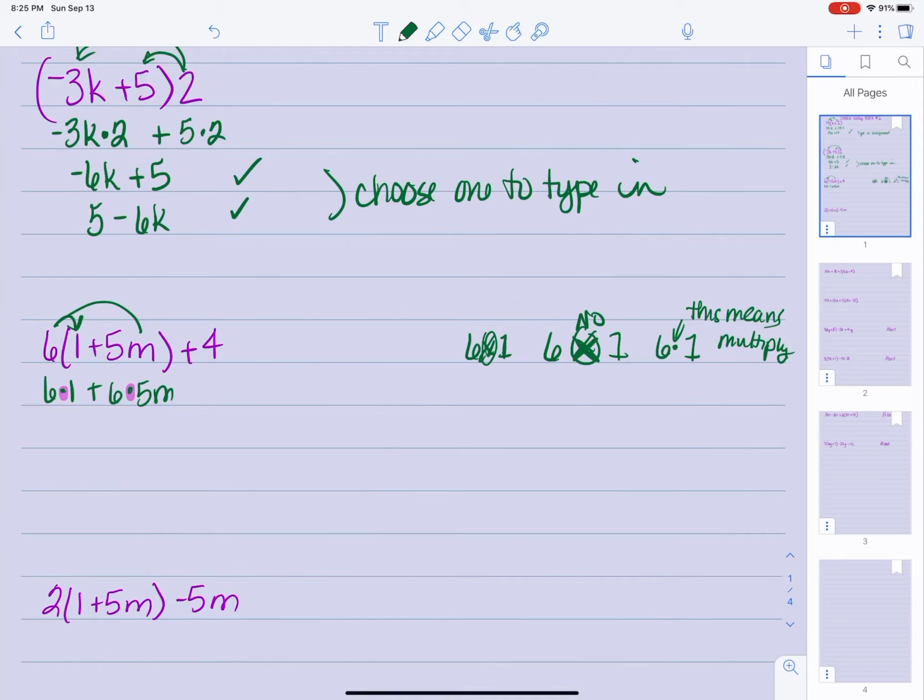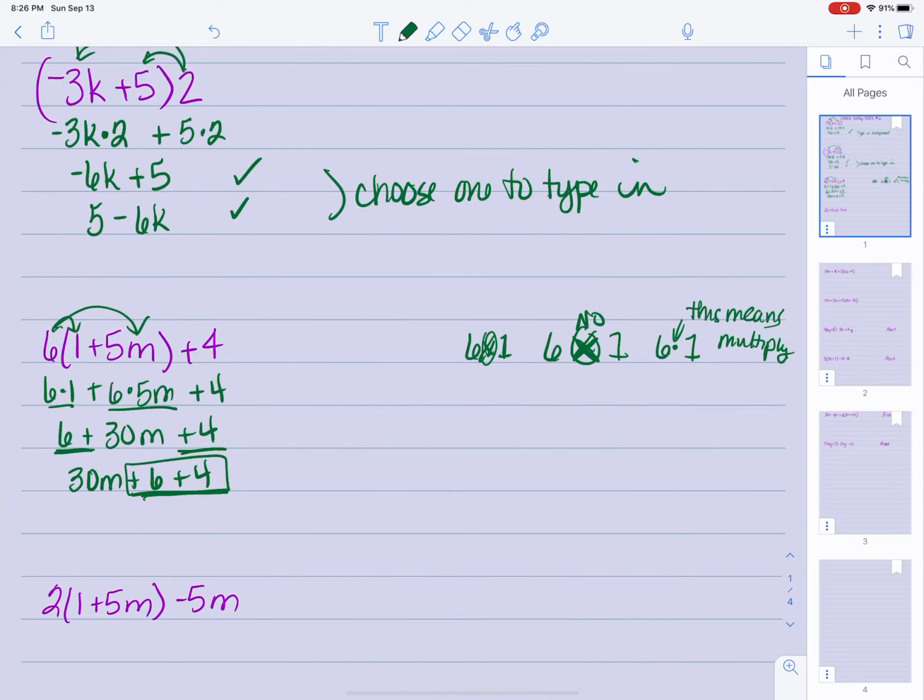Okay, so I digress. I just want you guys to make sure that you remember that. So let me start this part over just to make sure, in case I showed you we went off track. 6 times 1 is right here. 6 times 5m is right there. I bring down my plus 4. Now I multiply next. 6 plus 30m plus 4. Now I rearrange to show you that I understand I have like terms. So I'm going to write 30m plus 6 plus 4. Then I'm going to combine my like terms and put 30m plus 10.